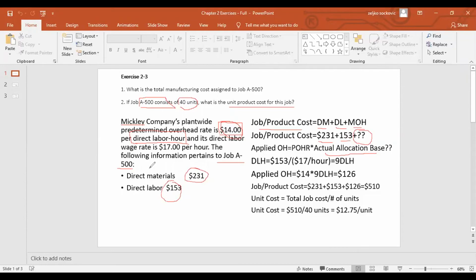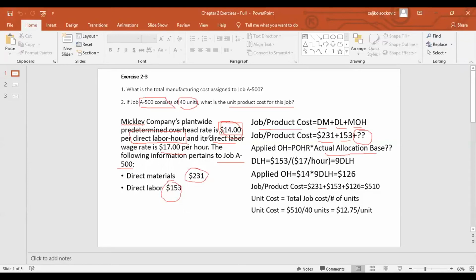But 17 is not direct labor hours. 17 is how much you pay your workers. $17 per hour. Okay, so you will look at this problem later on. Now, how does this help me? I still don't know how many direct labor hours this job used. I'm not told anywhere. This is why I'm saying this is a good problem.